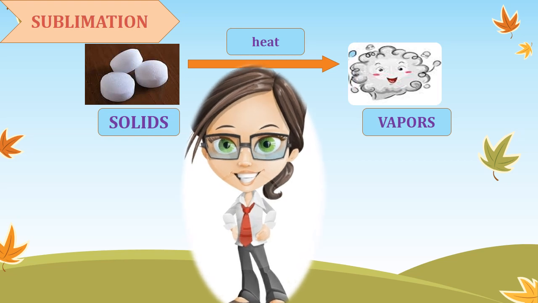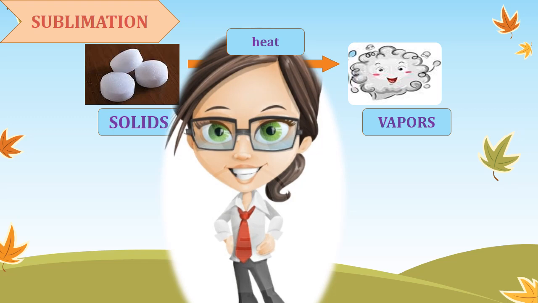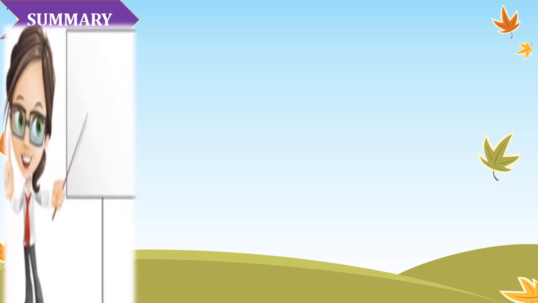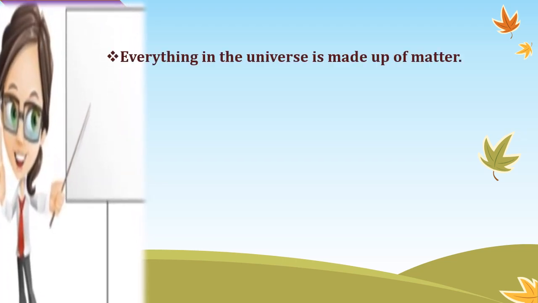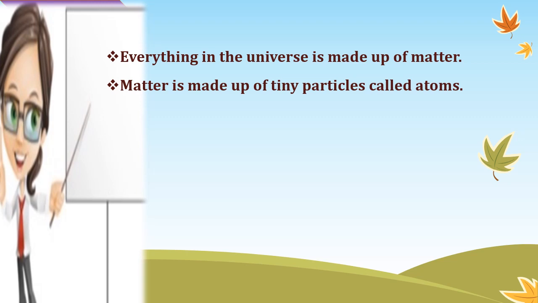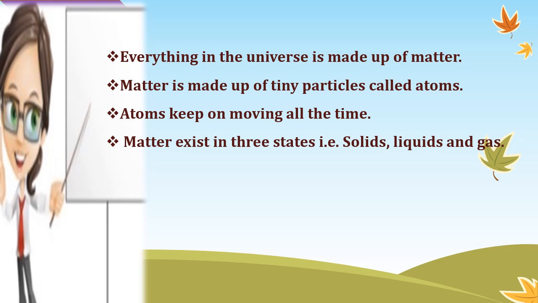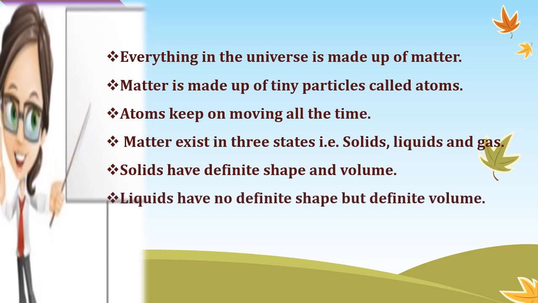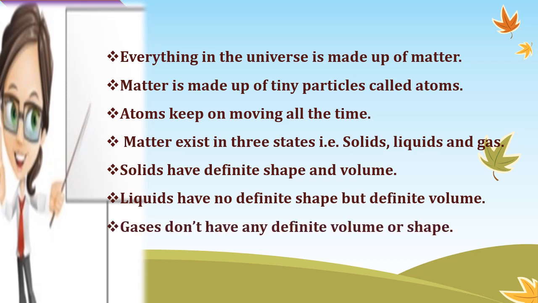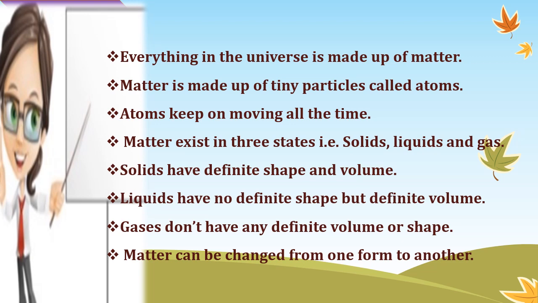Now, with this, everyone, let's wind up today's lesson. In today's lesson, we have seen everything in nature is made up of matter. Matter is made up of tiny particles called atoms. Atoms keep on moving all the time. Matter exists in three states: solids, liquids, and gases. Solids have definite shape and volume. Liquids have no definite shape but have definite volume. Gases don't have any definite volume or definite shape. And matter can be changed from one form to another.